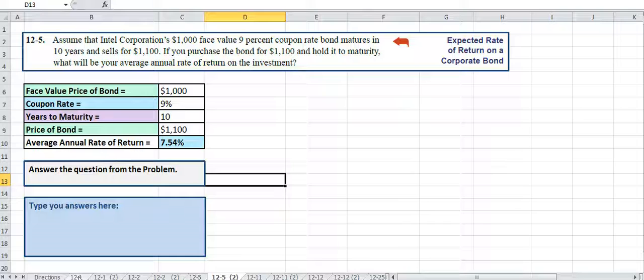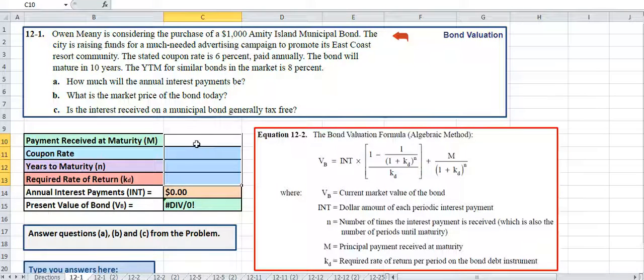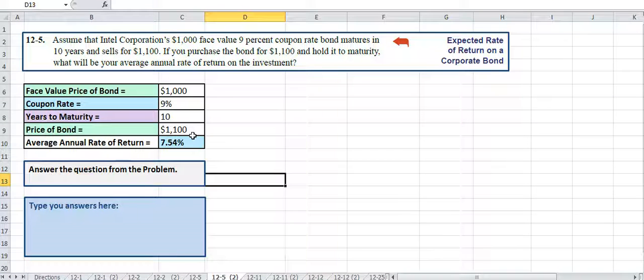Now, the cool thing is, if we go back to problem 1 and use these numbers right here and do it from the other end and say, okay, payment received is 1,000, coupon rate is 9, years to maturity is 10, and if we put in the required rate that we computed in problem 12.5, which is 7.54, we'll see something really cool. We see that this computes the present value of the bond to be just about exactly what problem 12.5 is saying that we paid for the bond.